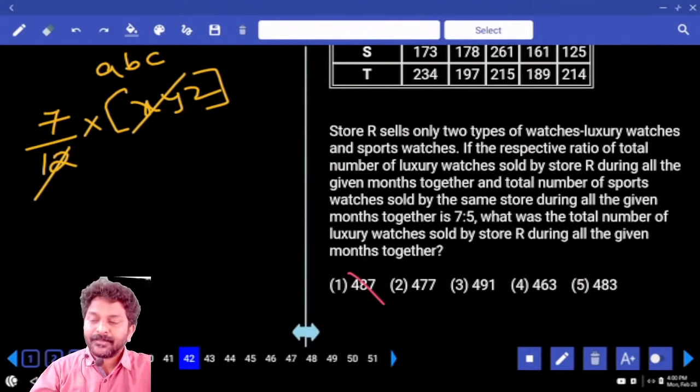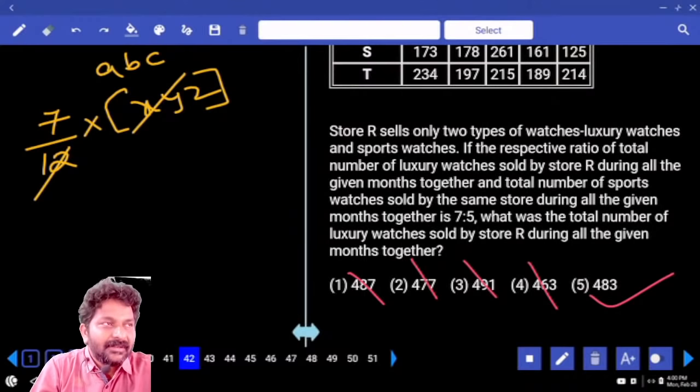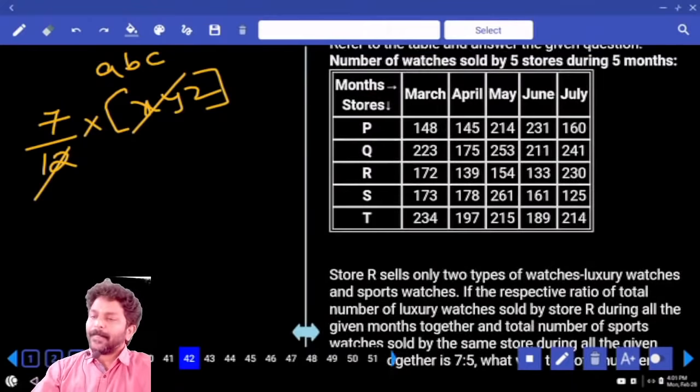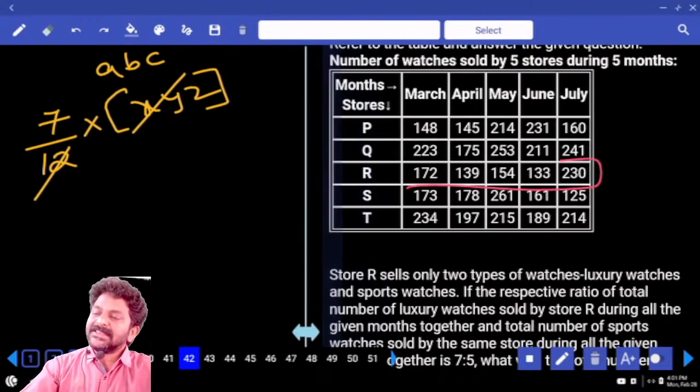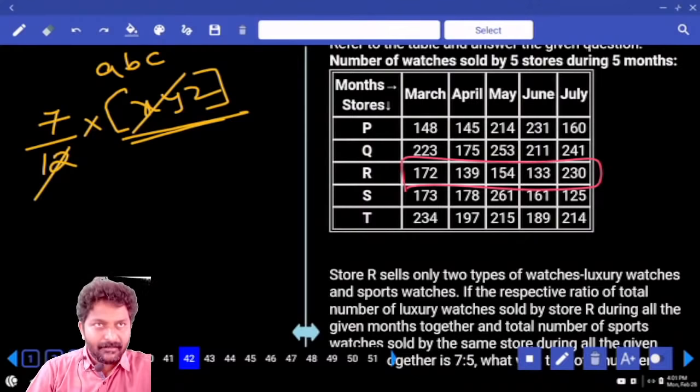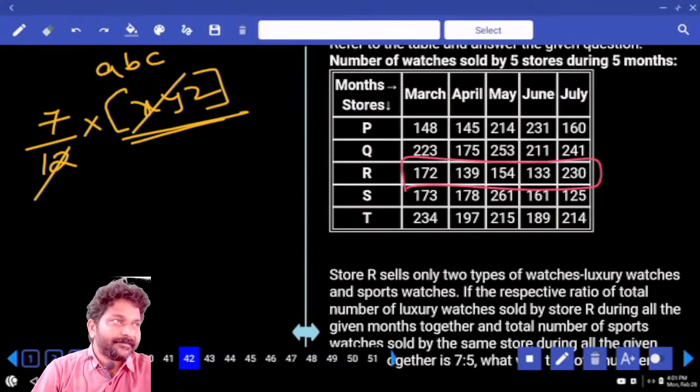Second option? 7 sixes are 42. No. Third option? No. Fourth option? It has to be the fifth option then, right? That's all. Otherwise, what you are supposed to do is take store R, and the sum of all these numbers that you are supposed to write in place of X, Y, Z. Got it?